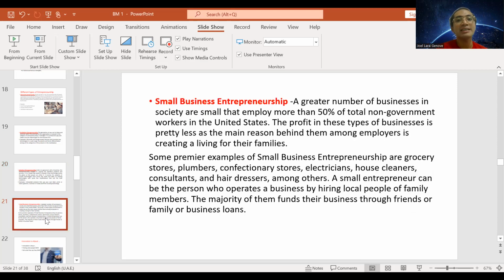Next, small business entrepreneurship. A greater number of businesses in society are small, employing more than 50% of total non-government workers. The profit in this type of business is pretty low, as the main reason behind them among employers is creating a living for their families. Premier examples are grocery stores, plumbers, confectionery stores, electricians, house cleaners, consultants, and hairdressers, among others. A small entrepreneur can be a person who operates a business by hiring local people and family members. The majority of them fund their businesses through friends or family. These are your small business entrepreneurs.